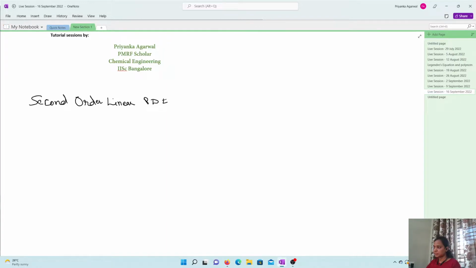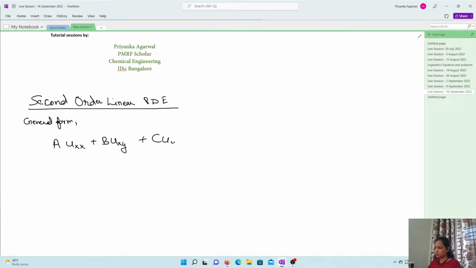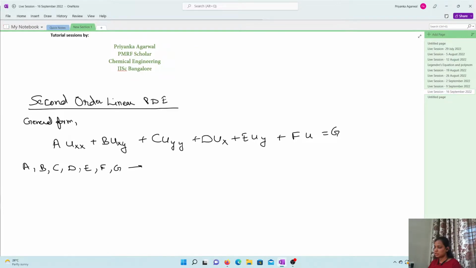Second order linear partial differential equations. So the general form is a uxx plus b uxy plus c uyy plus d ux plus e uy plus f u equals to g, where all these a, b, c, d, e, f and g are functions of x and y.